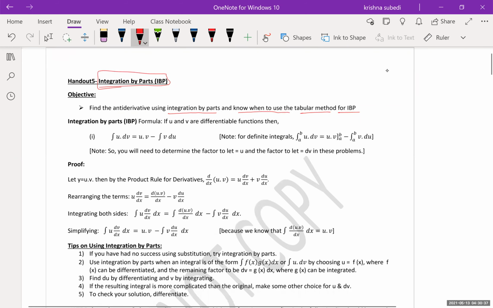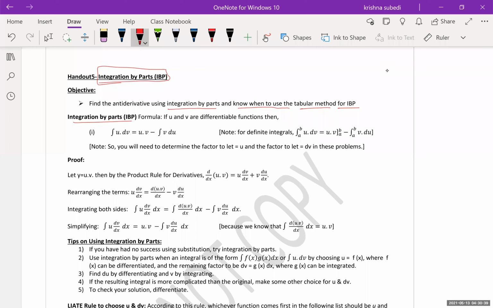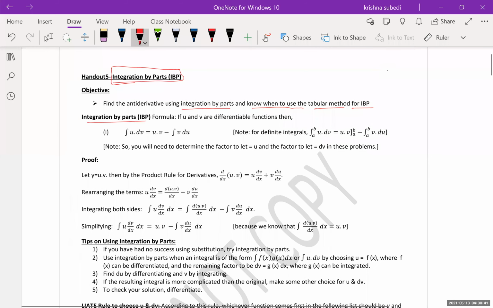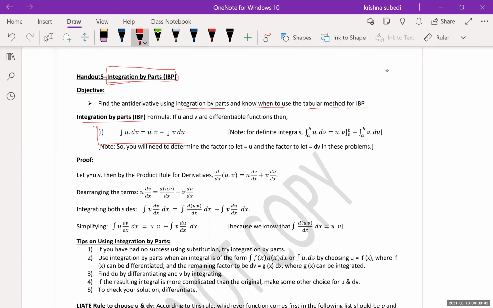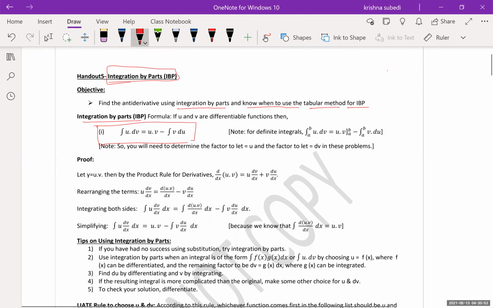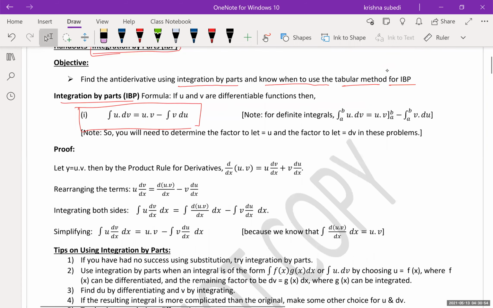So first of all, integration by parts. Here is the formula: integration u dv equals uv minus integration v du. You need to memorize this formula, okay? Integration u dv equals u dot v minus integration v du.